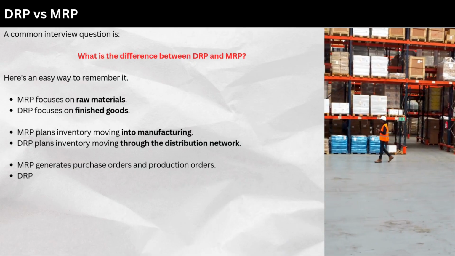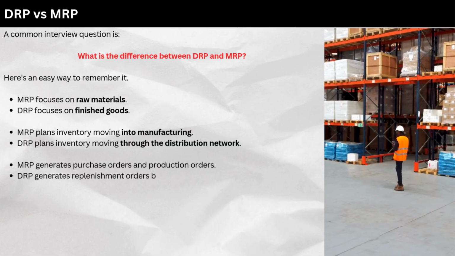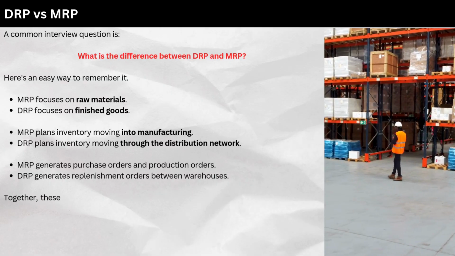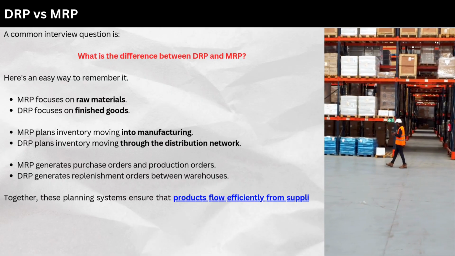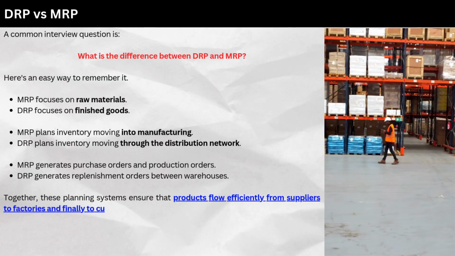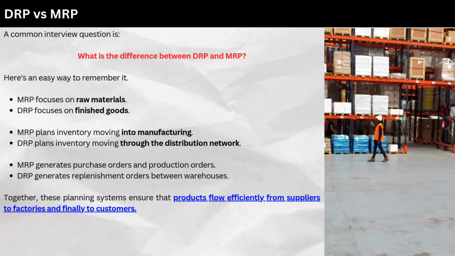MRP generates purchase orders and production orders. DRP generates replenishment orders between warehouses. Together, these planning systems ensure that products flow efficiently from suppliers to factories and finally to customers.